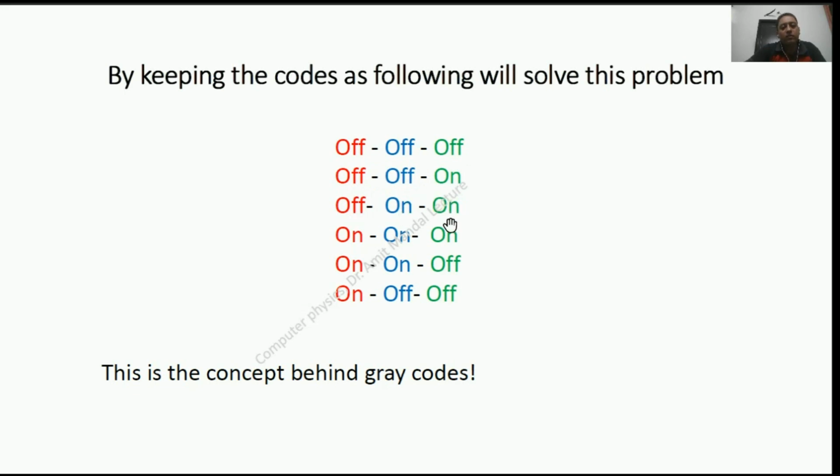The rest of the two fingers need no movement. Similarly, this code also, again only one. Between these two codes only one switch movement is required. Then again this fifth one, you can see only the green switch has to be released, and the rest of the two don't require any movement. So in case you are keeping the codes like this, then the problem which I told about can be solved. This is the concept behind gray codes.